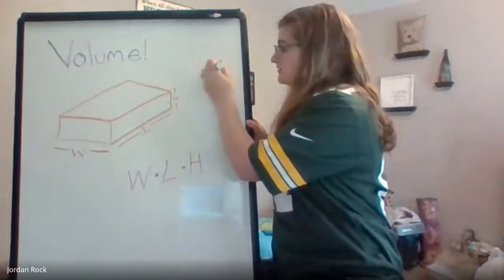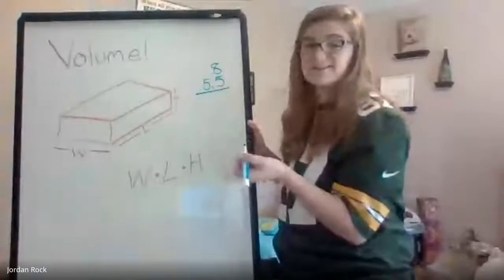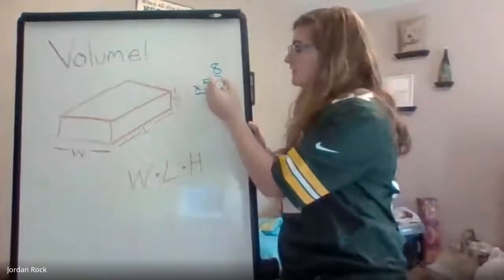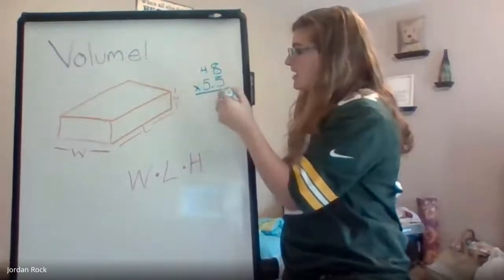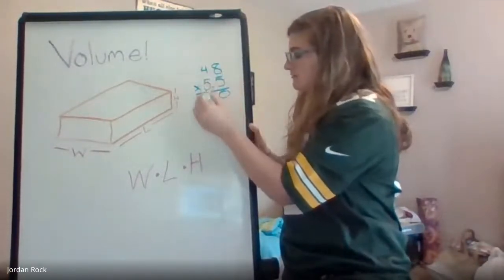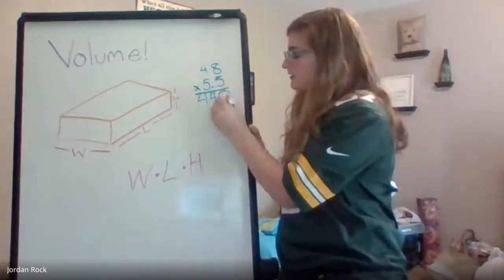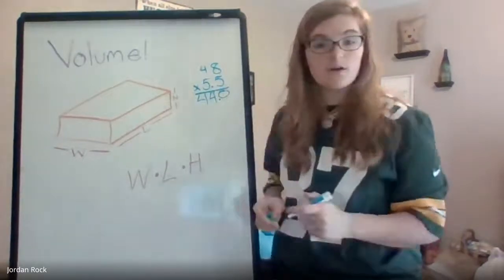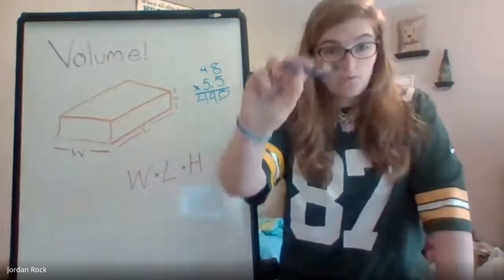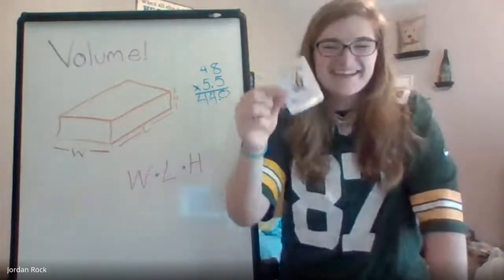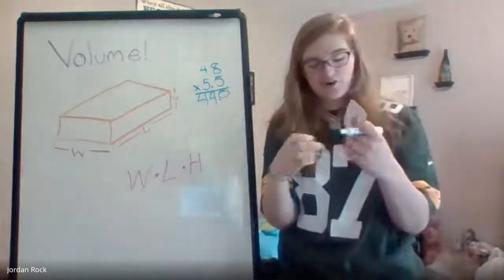So 8, and then 5.5. Remember, I don't have to line up my decimals when I'm multiplying. 5 times 8 is 40, so 0, carry the 4. And then 5 times 8 is 40, plus 4 is 44. There's one decimal point here, so one decimal point, 44. So the area of this card is 44 centimeters squared. That's the area of this card.